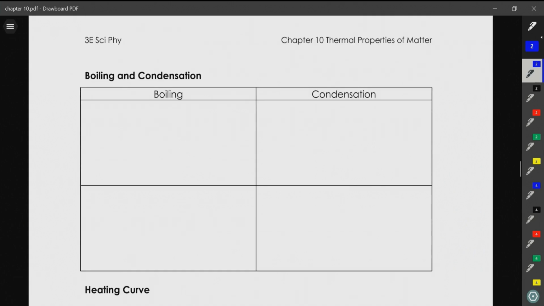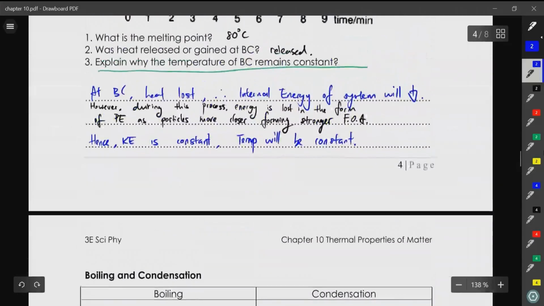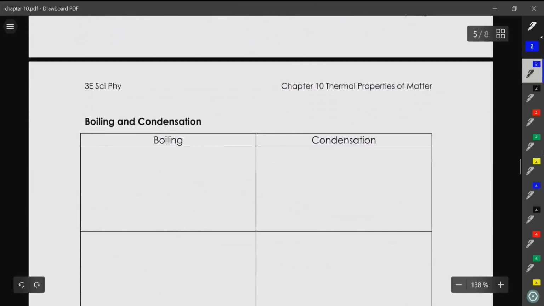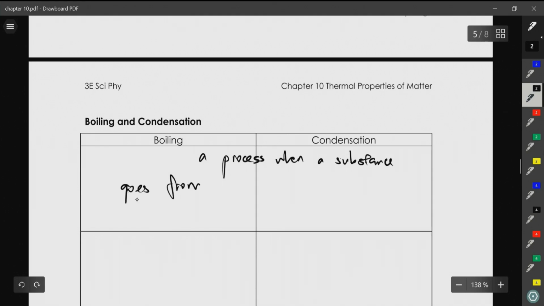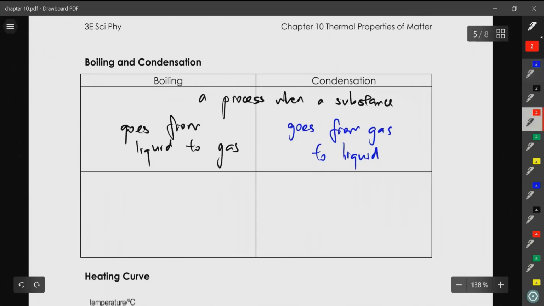Okay, so let's just fill in this blank. Same thing. What is boiling? What is condensation? It is a process, so I'm just going to write here, a process when a substance goes from liquid to gas. And this one would be goes from gas to liquid. And for pure water, you have to memorize this.